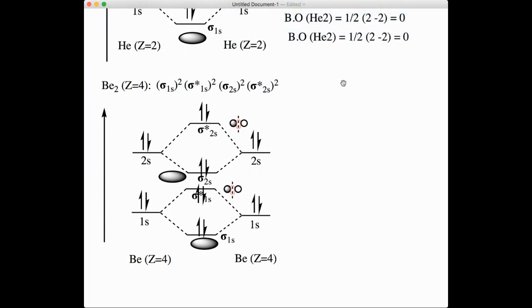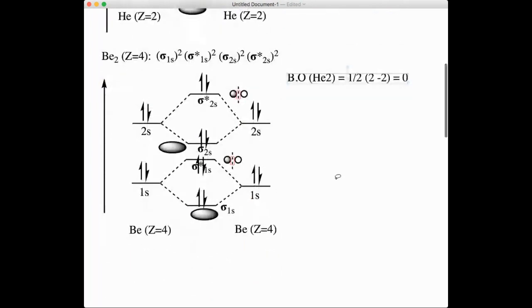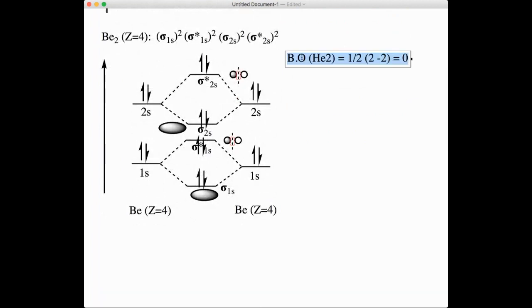Then the bond order is half of the electrons in bonding orbitals minus the electrons in anti-bonding orbitals. How many electrons in bonding orbitals do we have here, guys? 4. You have 2 here in this bonding molecular orbital, and 2 more here. So that's 4. We also have 4 in anti-bonding, 2 here and another 2 here. These are anti-bonding orbitals. So that makes for a bond order of 0.